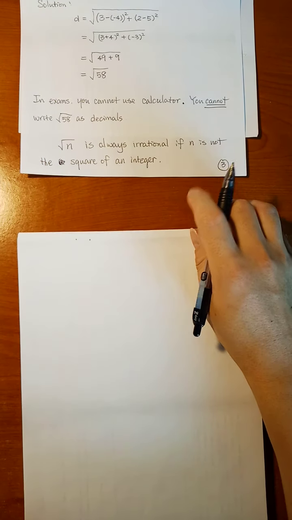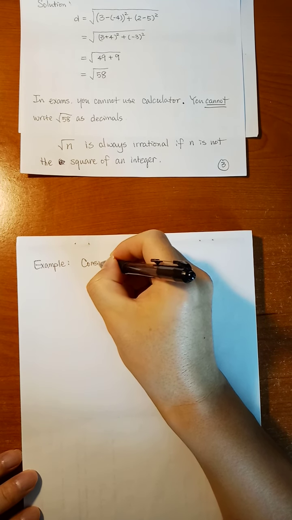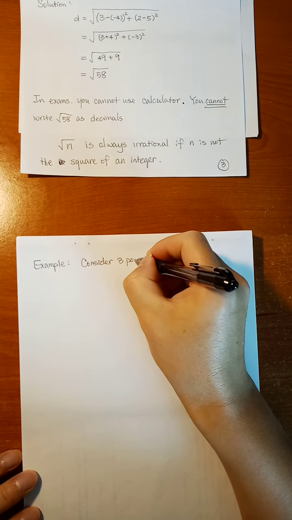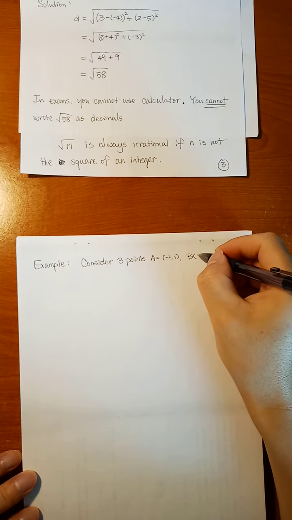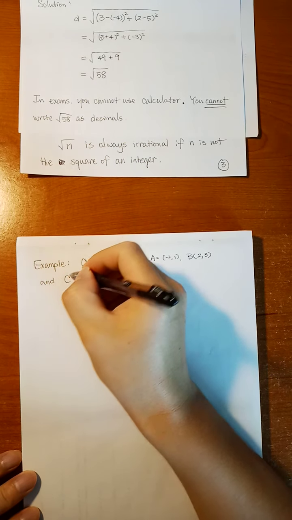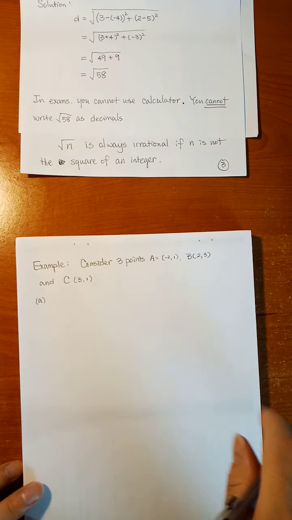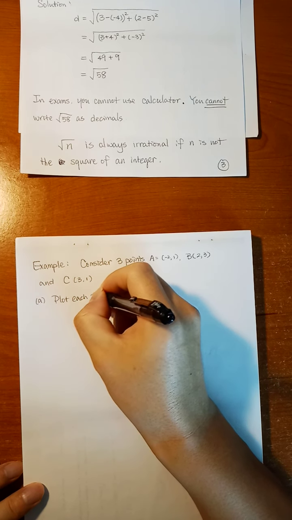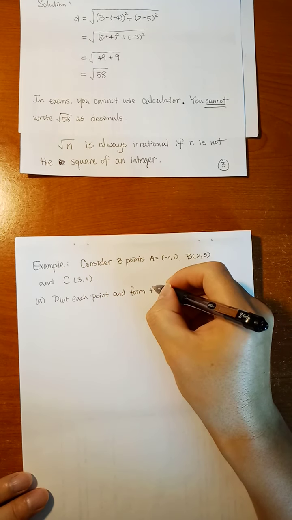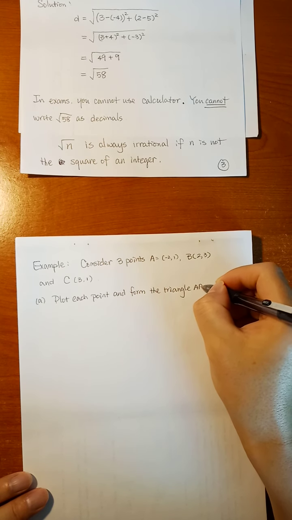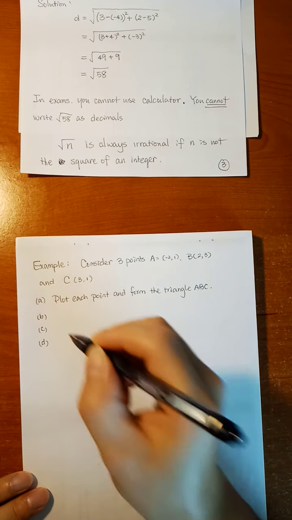Okay, now let's see another example. Consider 3 points: A is negative 2, 1, and B is 2, 3. And C is 3, 1. We have 3 points. And there are several questions. First question, plot each point and form the triangle ABC. We have 4 questions, A, B, C, D. I leave the space.